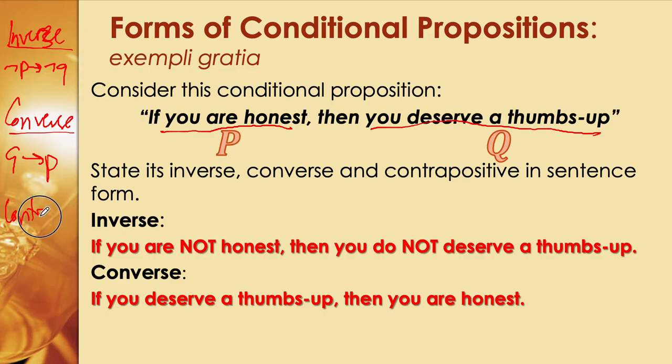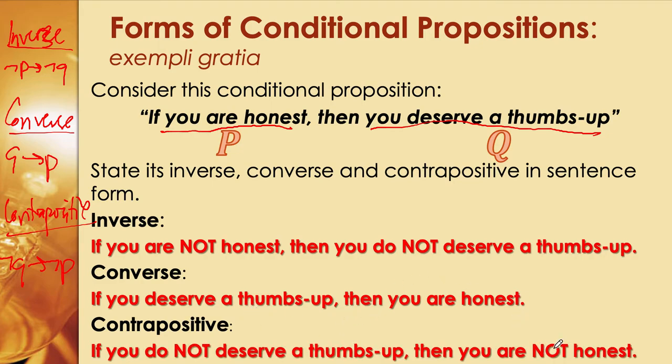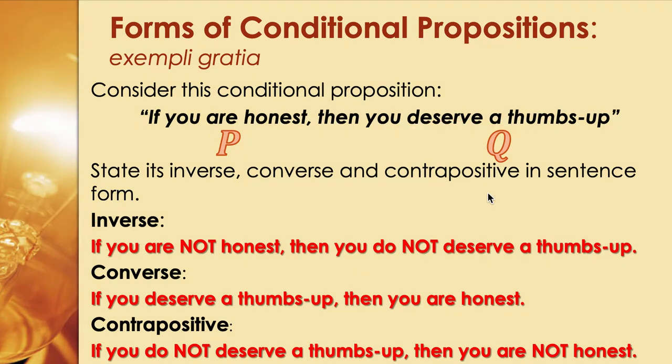How about the contrapositive? The contrapositive is just a negation of each term in the converse. That becomes not Q implies not P. Hence, the contrapositive is: if you don't deserve a thumbs up, that's a negation of Q, then you are not honest, that's a negation of P. So pretty much that's how you do your conditional propositions in sentence form.